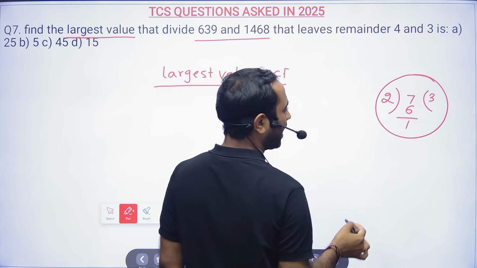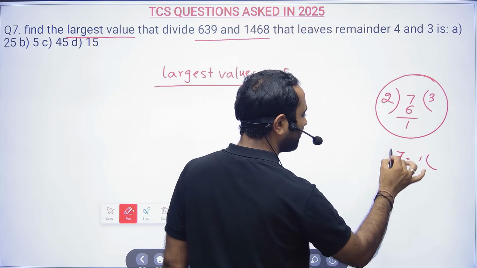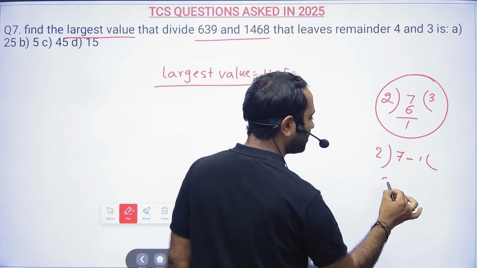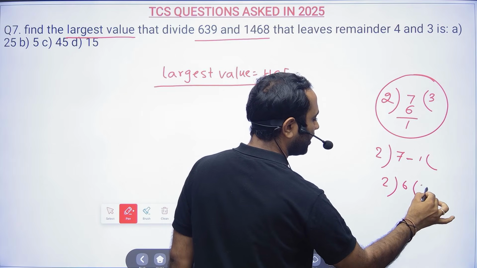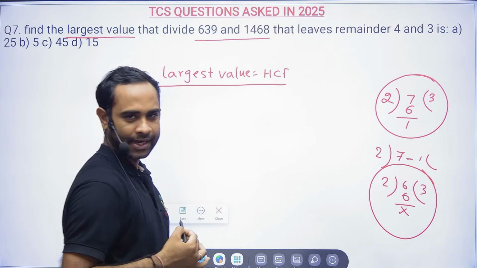Now if I subtract the remainder and then divide by 2, what will happen, my dear friends? Sir, ये तो पूरा का पूरा divisible हो जाएगा. It is completely divisible, sir.